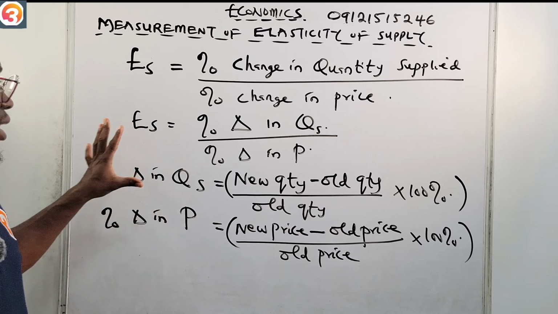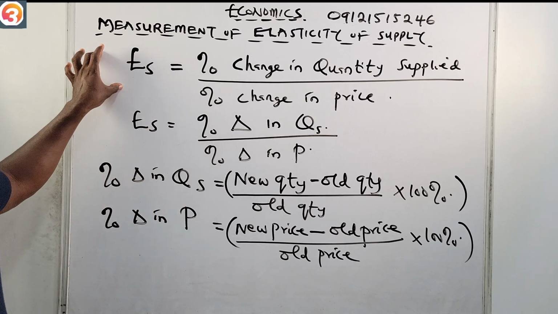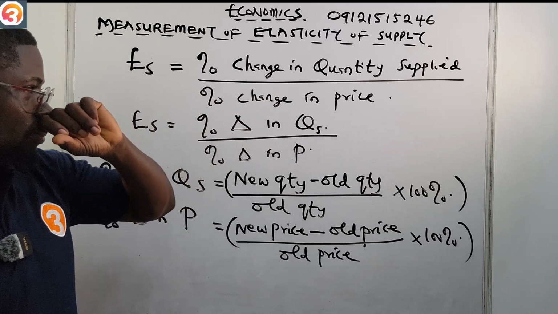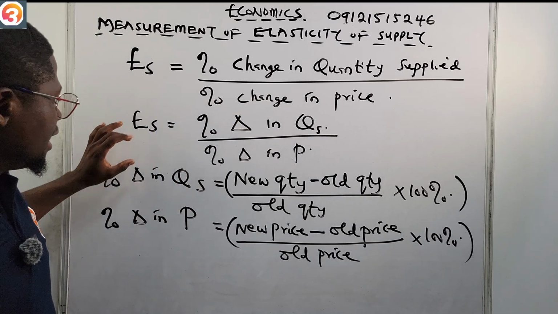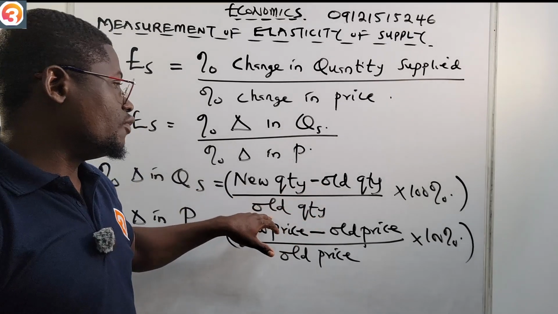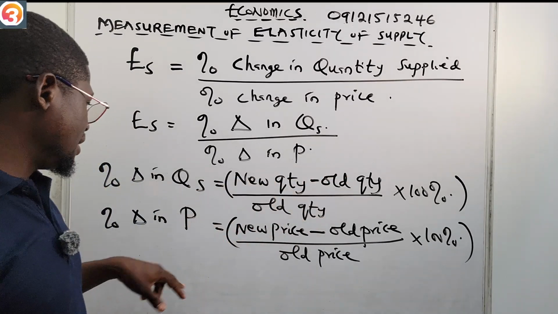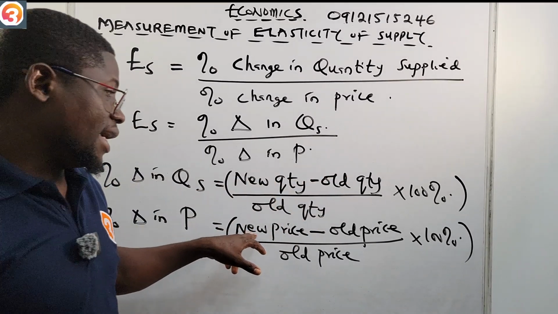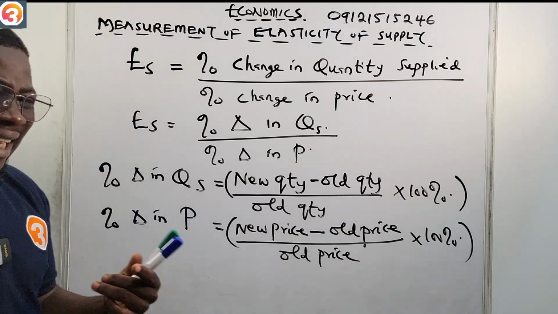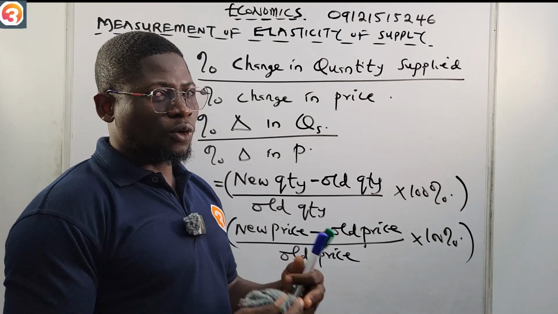Now let us see. So this is the elasticity of supply, percentage change in quantity supplied all over percentage change in price. And we'll say that the percentage change in quantity supplied is new quantity minus old quantity over old quantity times 100%, while percentage change in price is new price minus old price over old price times 100%. Now we need to learn how to apply this formula to calculations.